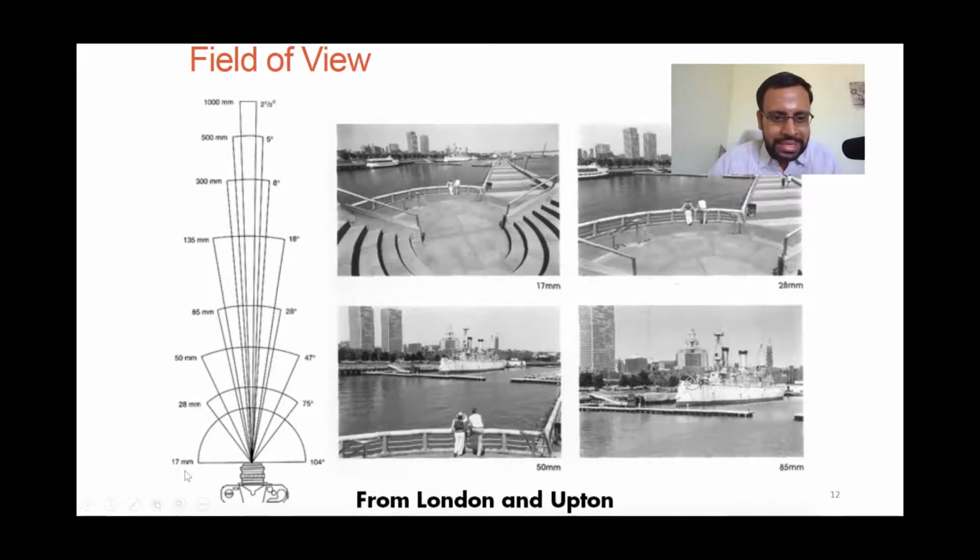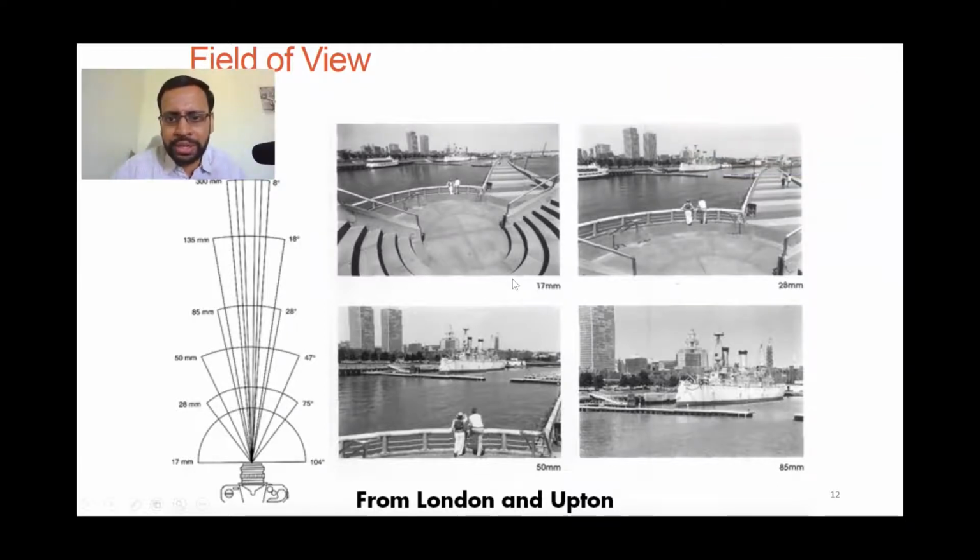For example, here is a lens of focal length 17 mm, then 28 mm, 50 mm, 85 mm, and so on, keep on increasing. The pictures were taken from the same position. With 17 mm, this is what they got. There is a boat here. As they increase the focal length, you can see this angle keeps on reducing, but that's where you get things focused. The boat becomes much bigger and you can see it more clearly.